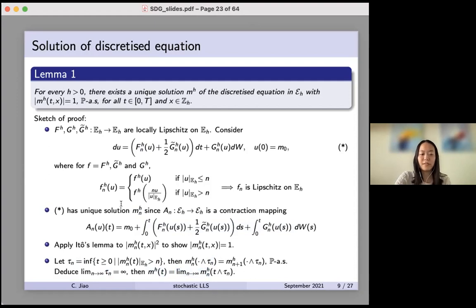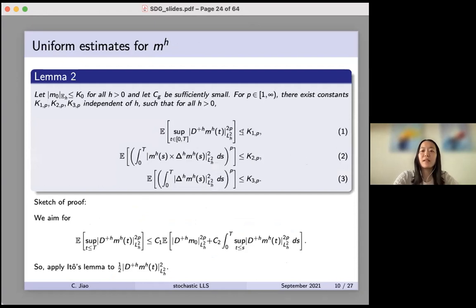Now we derive some uniform estimates for m_h. We show that the discrete gradient d plus h m_h is bounded in an L^{2p}(Omega; L_h^2) space. We also show that this cross product m cross Laplacian is bounded in an L^2 time, L_h^2 space. Similarly for the Laplacian itself. So these are our uniform estimates for p greater than or equal to 1.